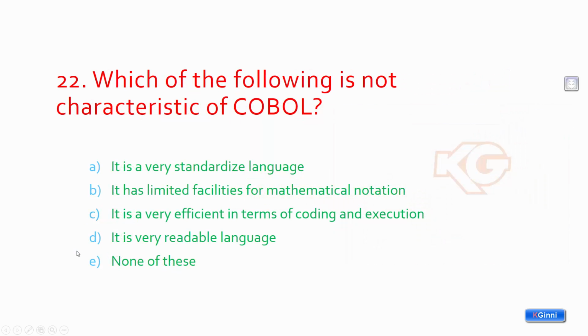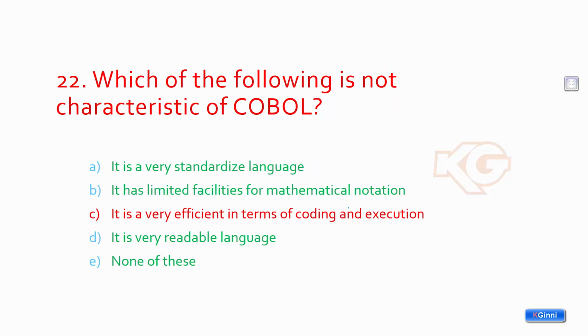Which of the following is not characteristic of COBOL? It is a very standardized language. It has a limited facilities for mathematical notation. It is very efficient in terms of coding and execution. We already discussed this. COBOL is the only disadvantage is it's very tough to understand or write the program. It has a lot of rules and standards to follow. If you don't follow, your program will not get compiled. You'll face a lot of errors. So the option odd out is it is very efficient in terms of coding and execution. That is not the case. So all the others are true.